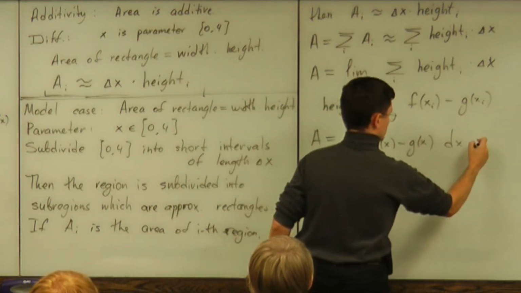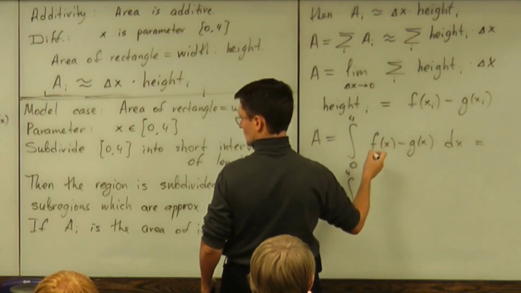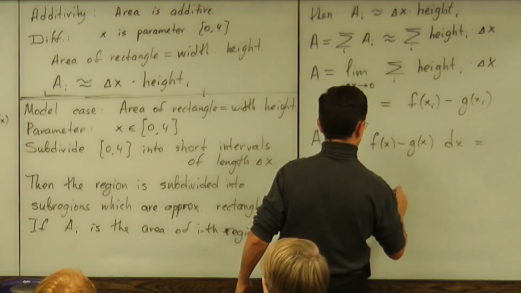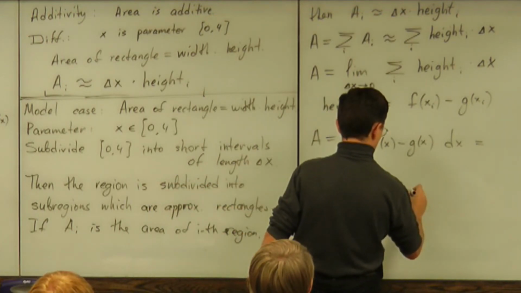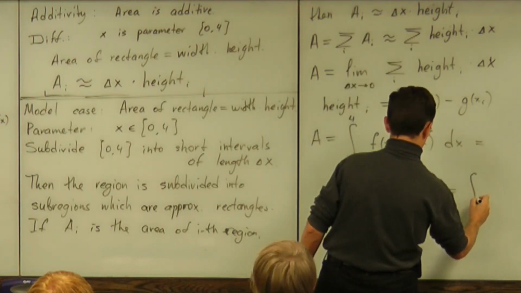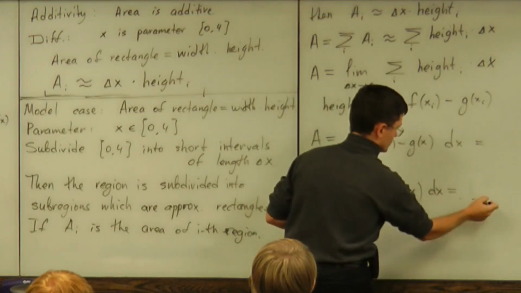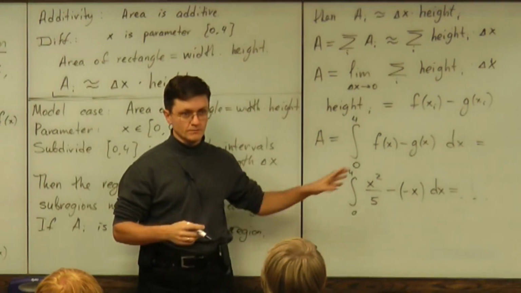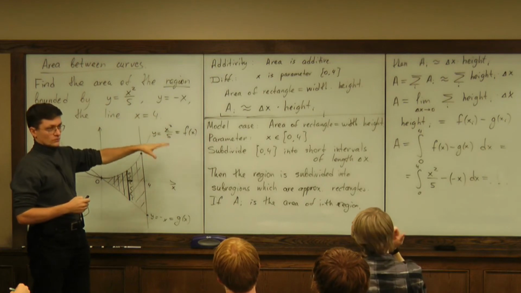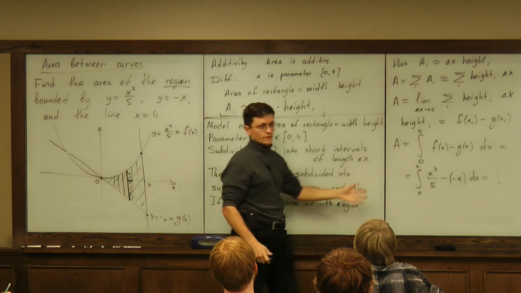And the rest is, of course, a simple computation. You have to integrate from 0 to 4. F of x is x squared over 5. G of x is negative x. And I will not finish because you can stick this into Wolfram Alpha, it will give you the result. The most important part is the explanation of why that integral is useful and will give you the area.